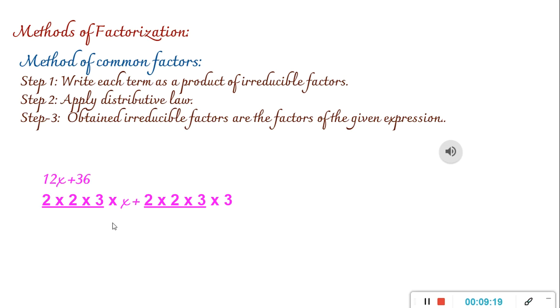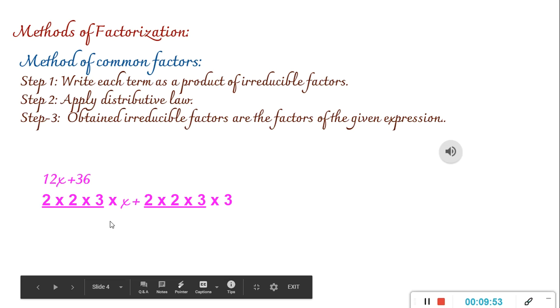Step number 2 is to apply the distributive law. Once you have factorized it, it can be written like this. Instead of 12x, you write 2 into 2 into 3 into x, plus 36 written as 2 into 2 into 3 into 3. Now we will try to apply the distributive law. Do you remember the distributive law? It says that A into B plus C is equal to A into B plus A into C. This is the distributive law. So, how can we apply it in this case?